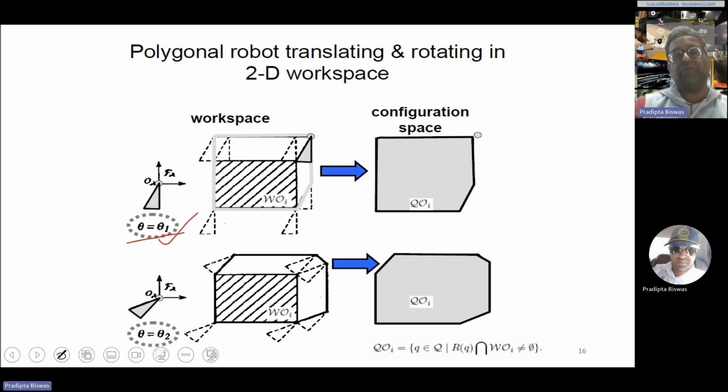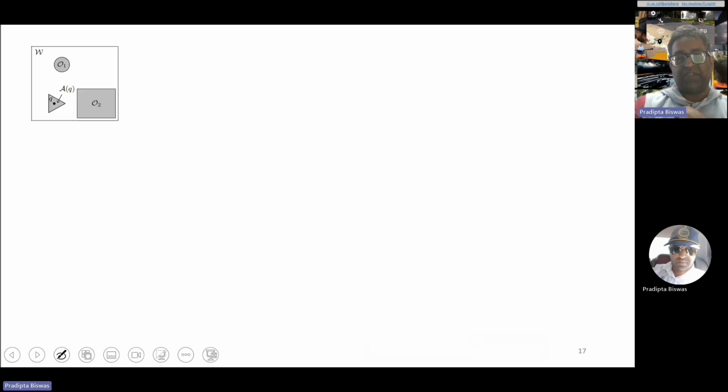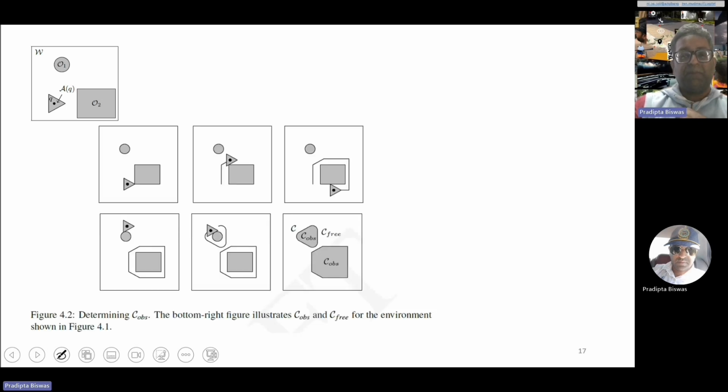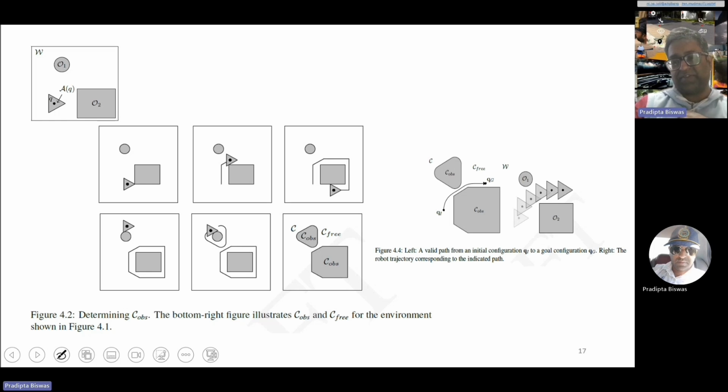But if we can do it for a fixed value of theta, we can also extend it for other values of theta. So in the next slide, we will show how we can also compute the configuration space for, say, multiple obstacles. In this case, there are two obstacles, one a rectangle and one a circle. And by a similar principle, by sliding this triangular robot across the obstacle surface, we get two different obstacle spaces.